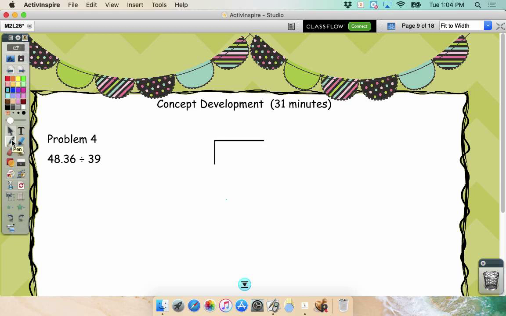All right, let's look at the next one. So I'm going to put 48.36, and if you need to make your doghouse longer, do it. We're going to divide by 39. What's the first thing I need to do here? Nellie, what do you think it is? Draw a box around. Not yet. I've got something very important, Kyle.